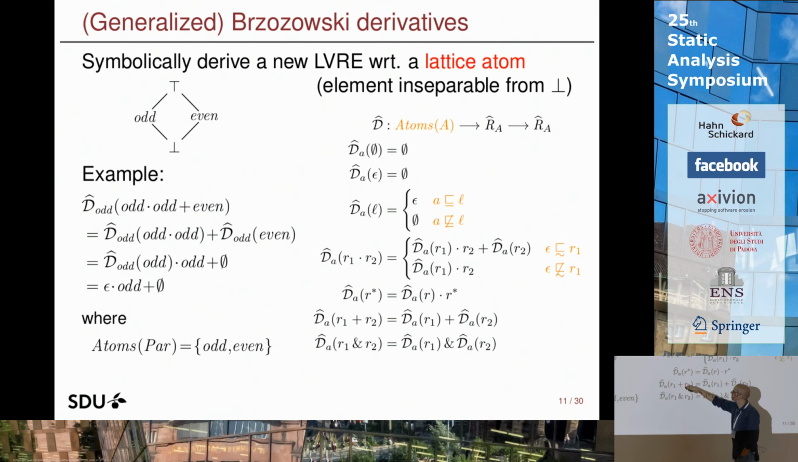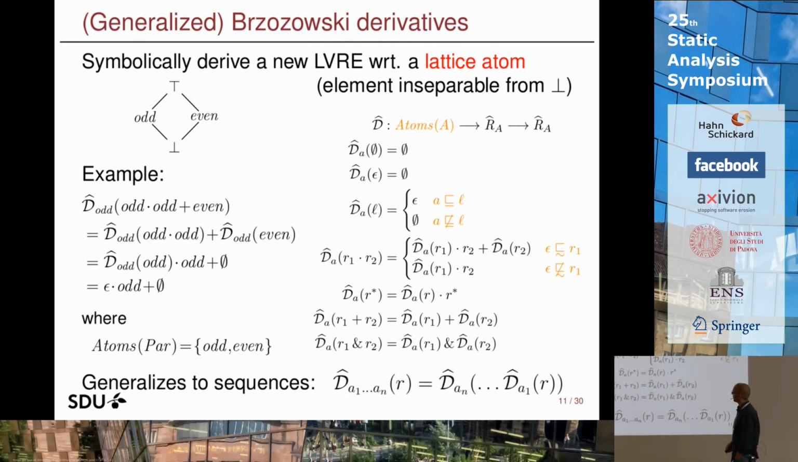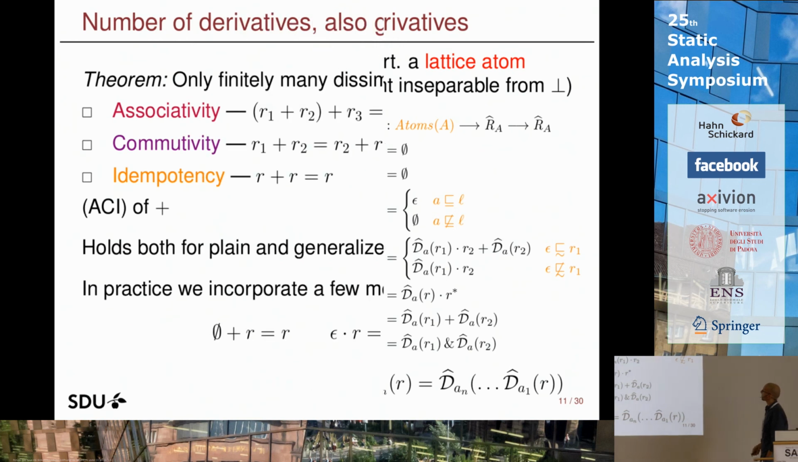We can do a derivative with respect to the odd atom here of, say, that regular expression, and you get something which I hope you will agree with me should denote something that arises from this one once we have read, or I recognize one odd character. Yeah, and that whole thing, of course, generalizes to sequences like the original Brzozowski derivatives.